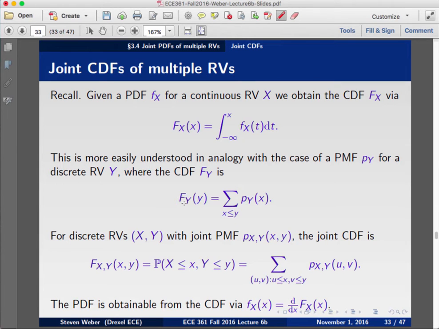To be more concrete, the event that Y is less than or equal to 4, if Y takes values 0, 1, 2, 3, 4, 5, 6, is the union of the events that Y equals 0, or Y equals 1, or Y equals 2, or Y equals 3, or Y equals 4.